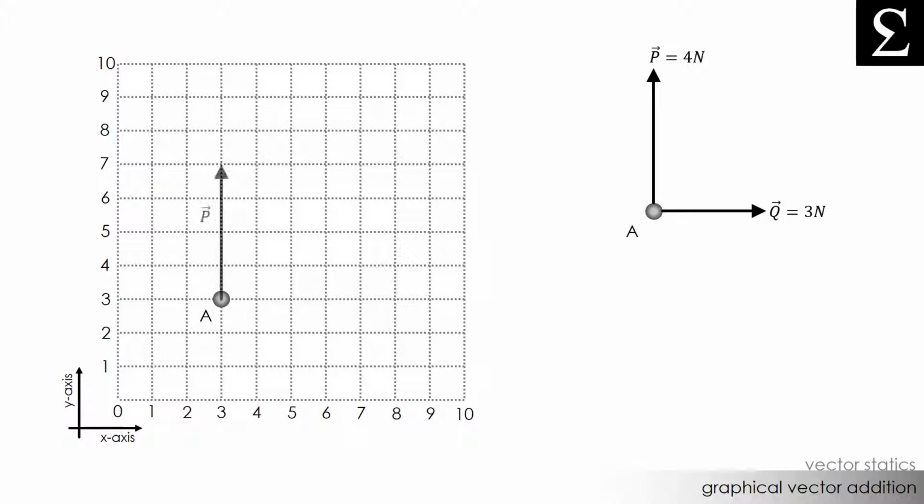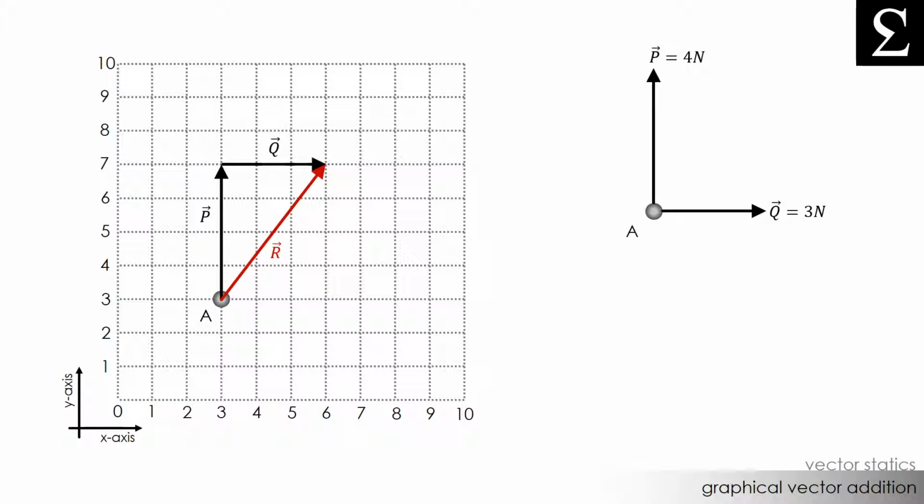First, I want to draw vector P graphically on a regular Cartesian coordinate graph. Notice that I've used 4 units of the graph in the vertical direction to correspond to the magnitude of 4 newtons of the vector force. Next, I'll draw vector Q's tail to the tip of P with 3 units to the right, which corresponds to the 3 newtons of force. If I draw the resultant vector from particle A to the tip of Q, I will have the direction and magnitude of the resultant vector, or the force vector.